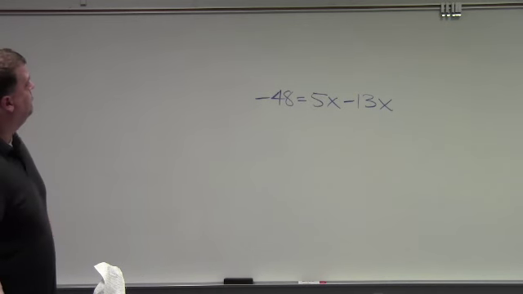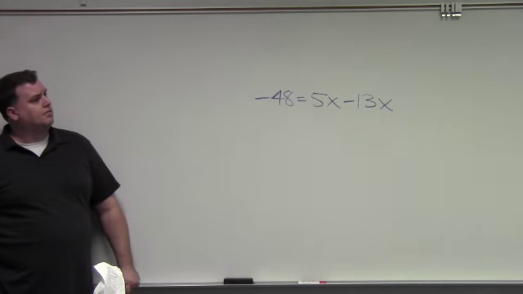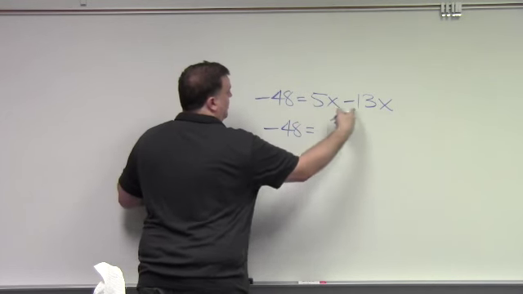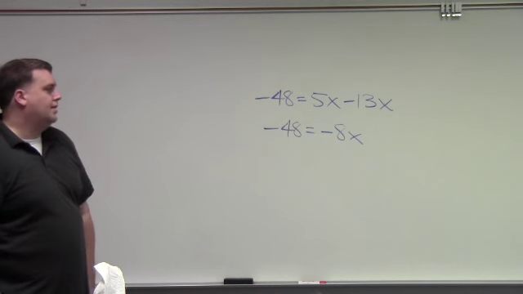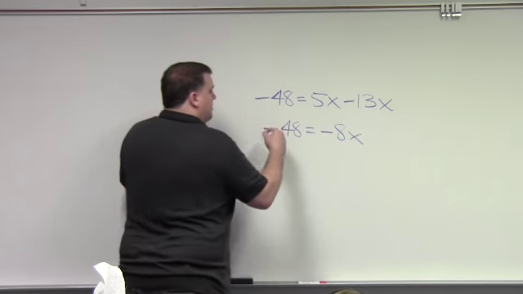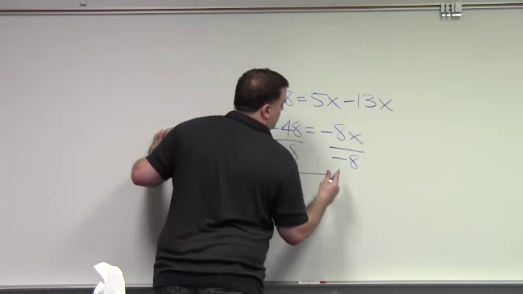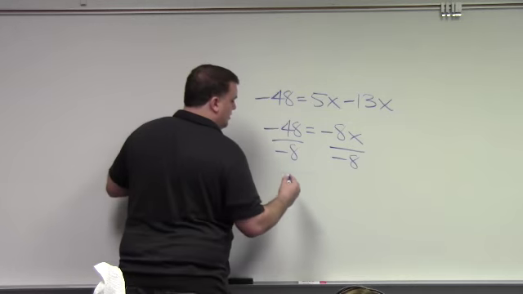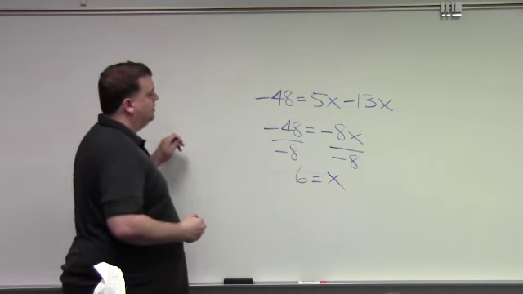No parentheses, no fractions, no decimals. Any like terms I can add together on each side? Yes. We can do that. 5x minus 13x, negative 8x. What can I do now? Divide negative 48 by negative 8. I got all my x's on this side and all my numbers on the other, so even though the x is over here, it's okay. We can still isolate it. Negative 48 divided by negative 8. Positive 6, right? Negative divided by negative is positive. So I get x equal to 6.